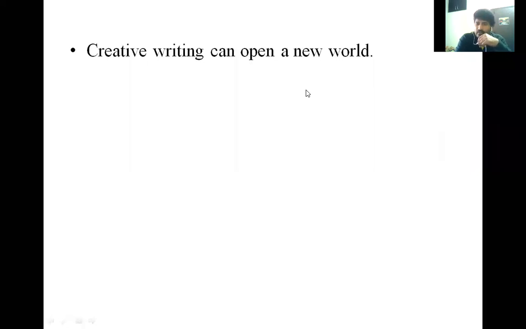So this is the course which will help you understand what exactly creative writing is all about. And this course will also help you improve your creative as well as imaginative skills and develop your written communication.